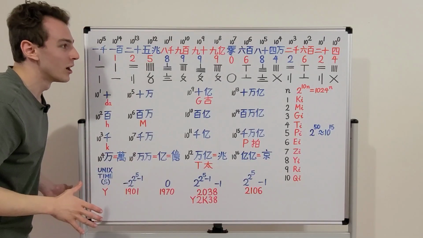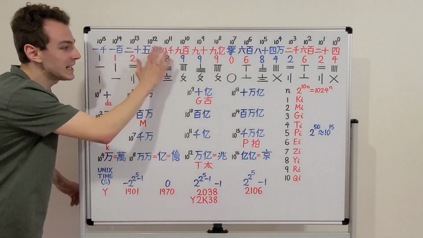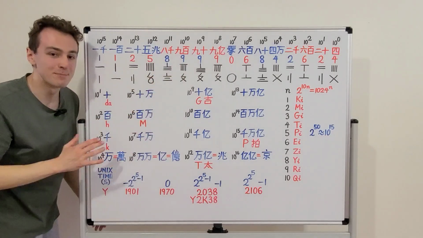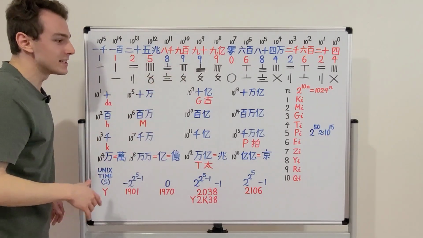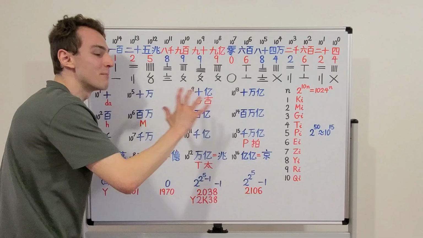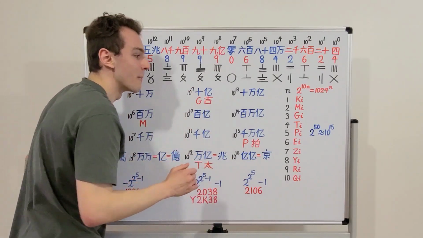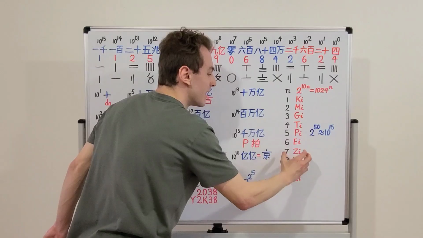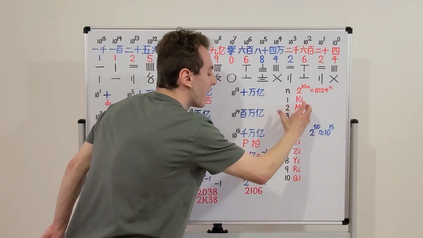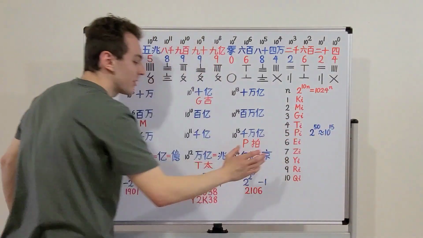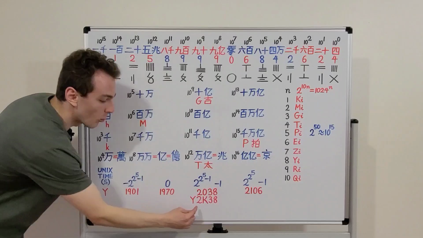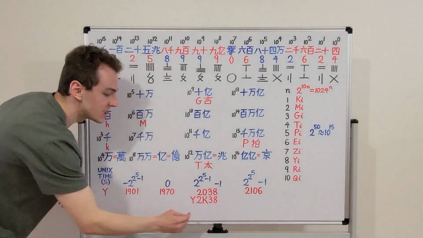So in this video, we have explored Chinese numerals, we have used the Myriad scale, and we have explored a comparison of the base 10 metric prefixes and analogous binary prefixes. And we saw how that was related to the Y2K38 problem.